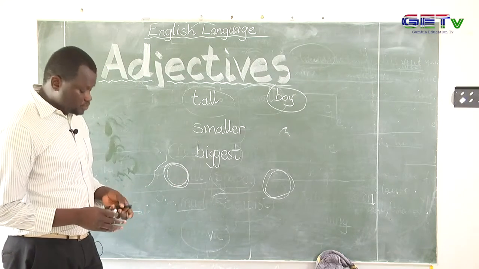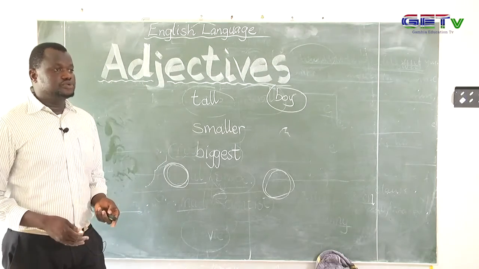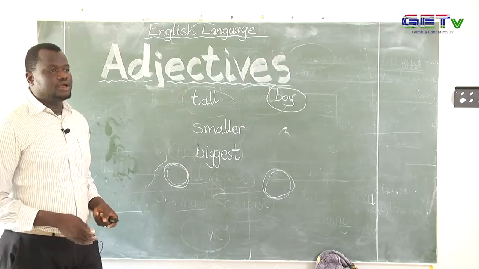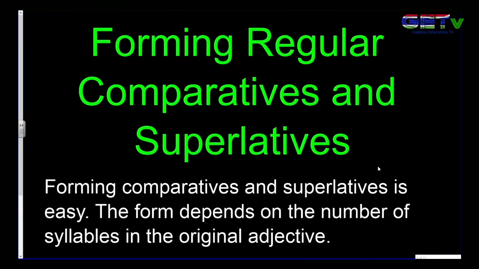So these are the two examples. We move on, and as we continue, you will now understand how to form these regular comparatives and superlatives. Now next we are going to look at forming regular comparatives and superlatives. Forming comparatives and superlatives is easy.